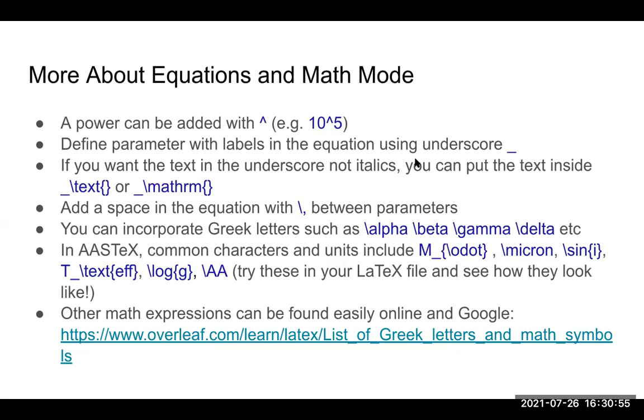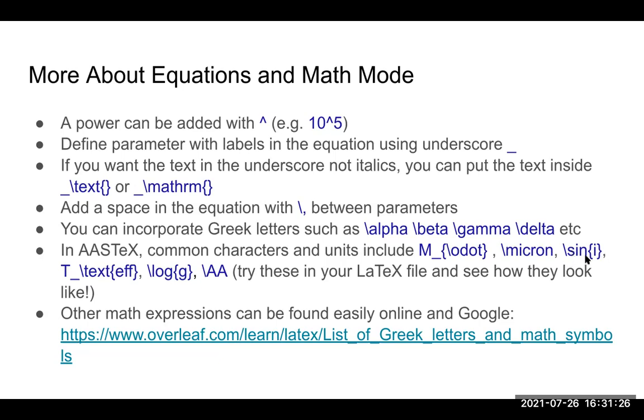And there are a lot of special commands, for example, Greek letters: alpha, beta, gamma, delta in LaTeX. There are also some common units, for example, solar masses, where you use M underscore, then this O dot, a special command, just O with the dot, which looks like the solar symbol. And there's also a common unit for infrared astrophysicists. We use micron, right? And there's a special command for micron.